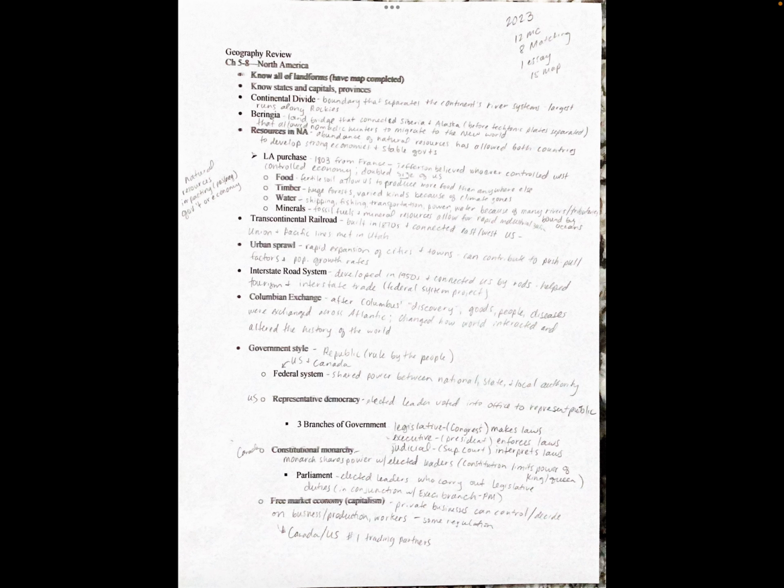So a federal system is when there's shared power between national, state, and local authorities. And the interstate road system is just one example. There's many examples of this federal system.